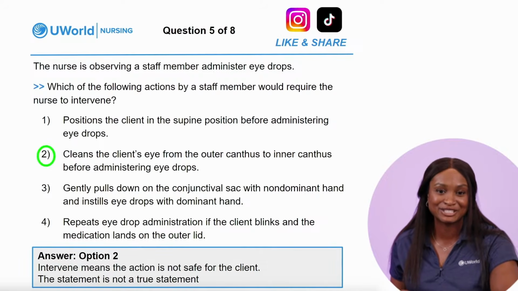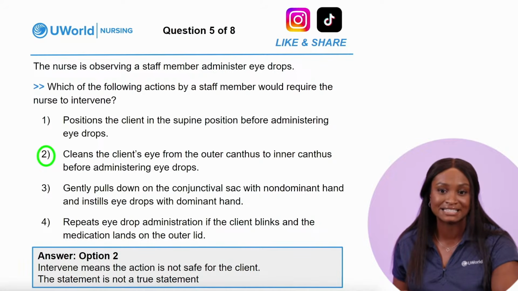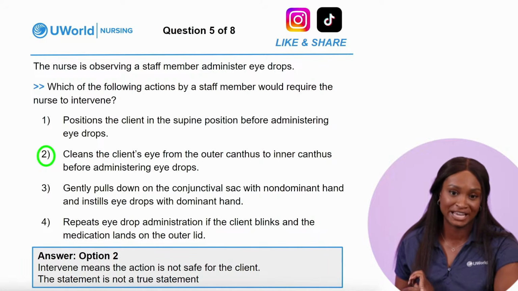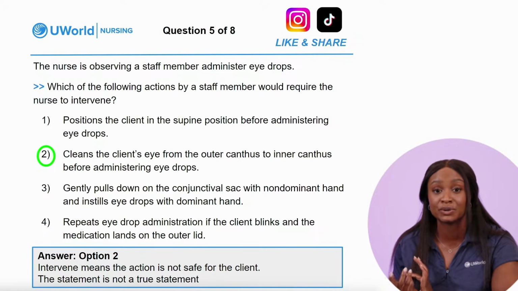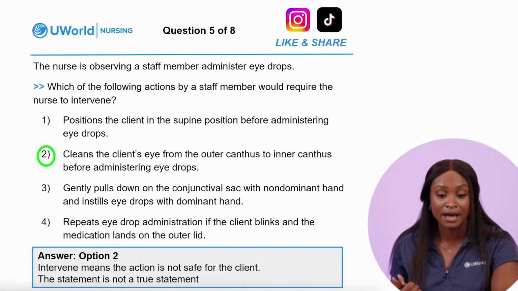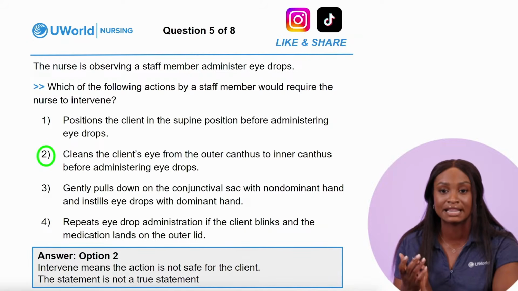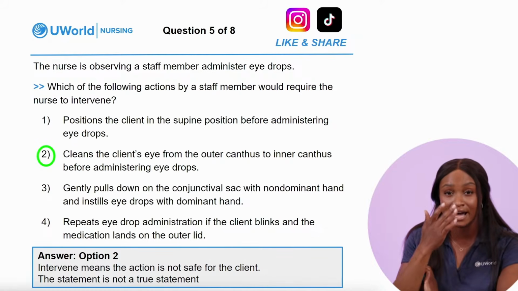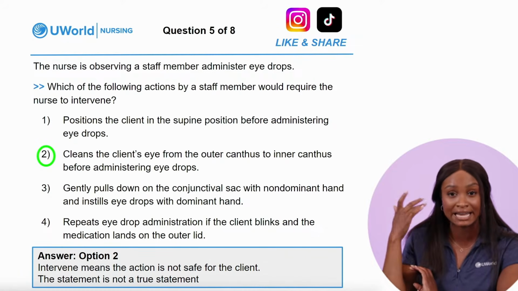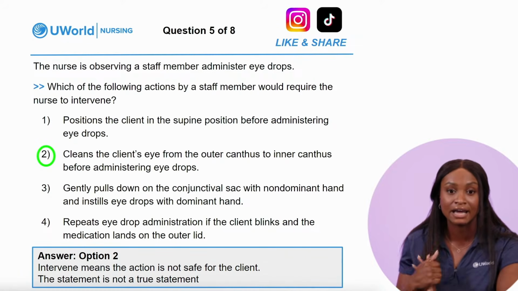Answer is option 2. Clean the client's eyes from the outer canthus to the inner canthus before administering eye drops. So the question is asking what would we do to intervene? So what is the client or the nurse doing wrong? We never want to clean the eye from the outside in. That would bring bacteria into the eye. We always want to clean from the inside out, bring everything out of the eye.